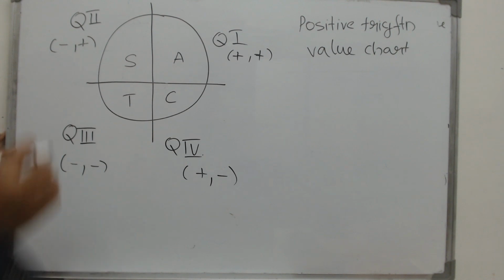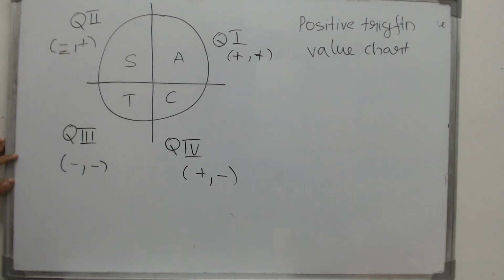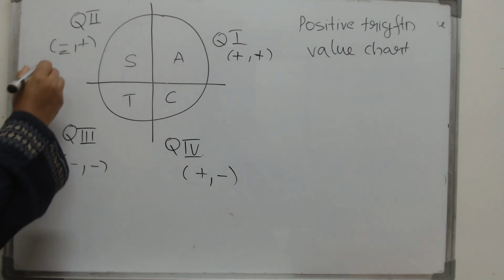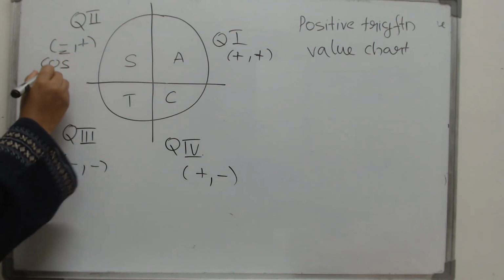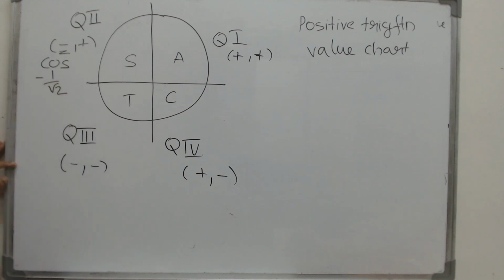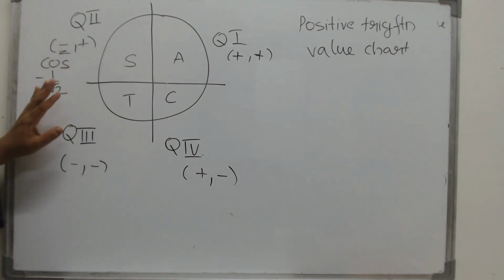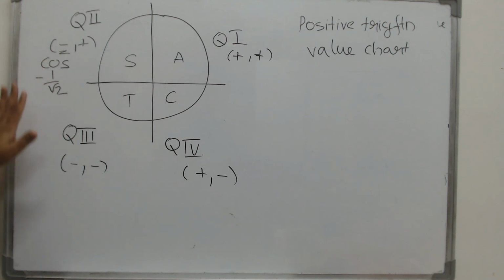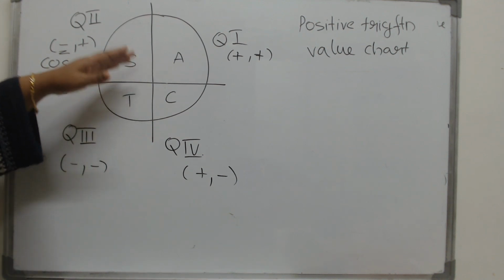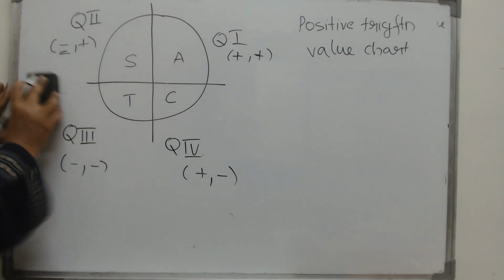Why is that? Look at the x coordinate. X coordinate represents what? The cos values. If the cos value is negative, that means what? The sec value becomes negative, the tan value becomes negative, the cot becomes negative. So only sine and its reciprocal will be positive.